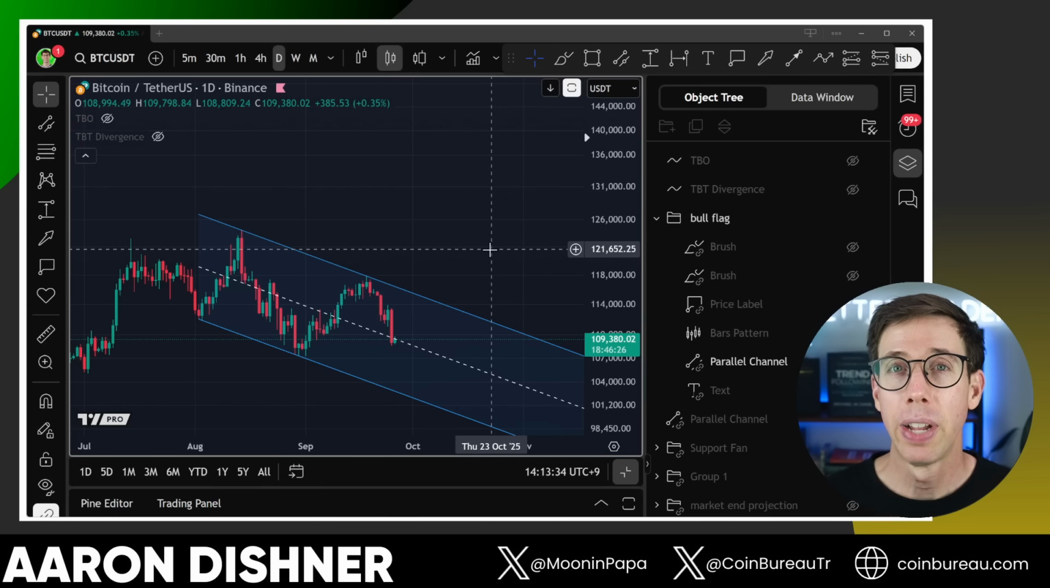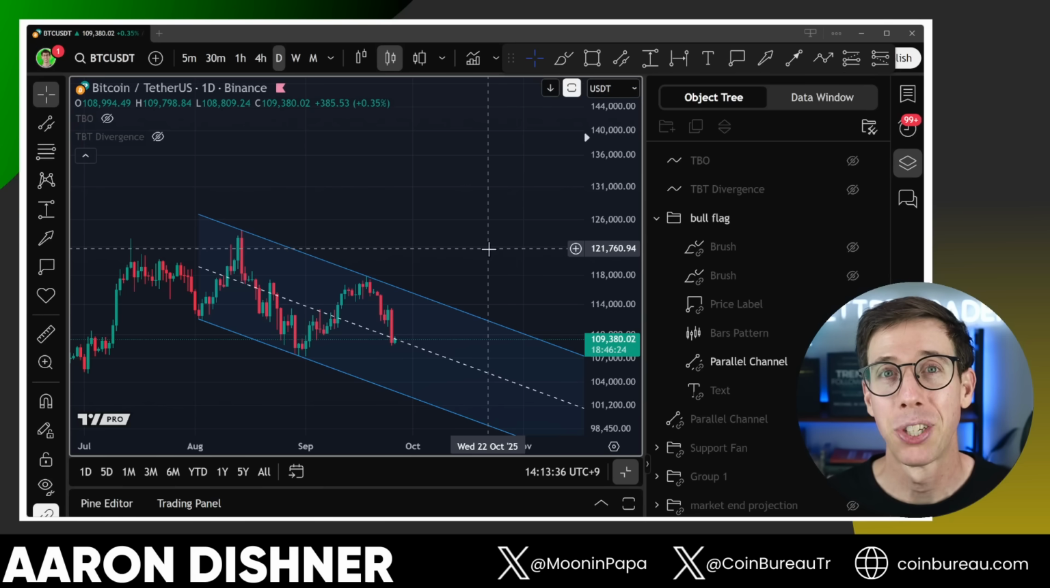A Bitcoin bull flag would be an incredibly bullish thing if only you knew how to interpret bull flags. This is all you need to know.